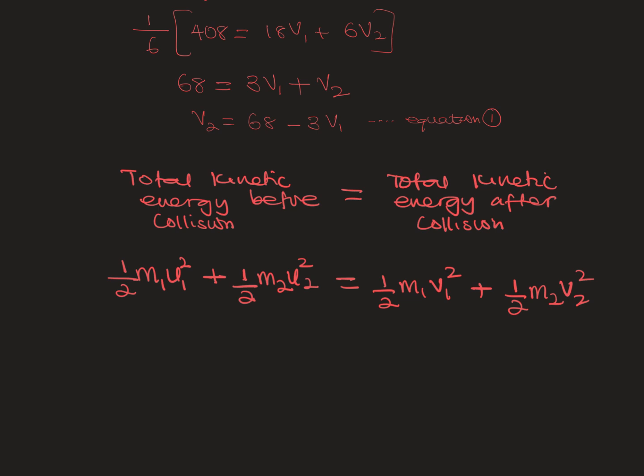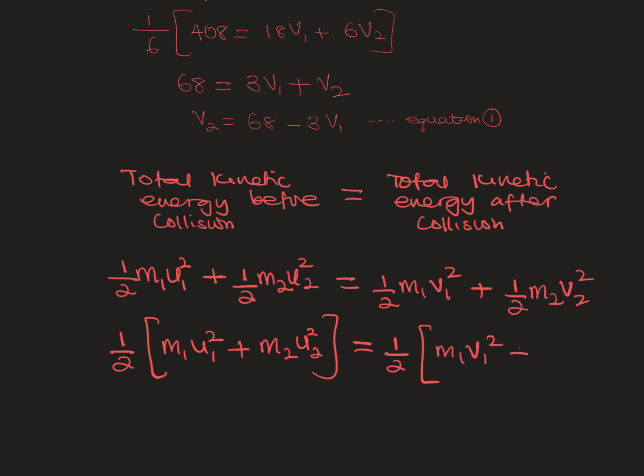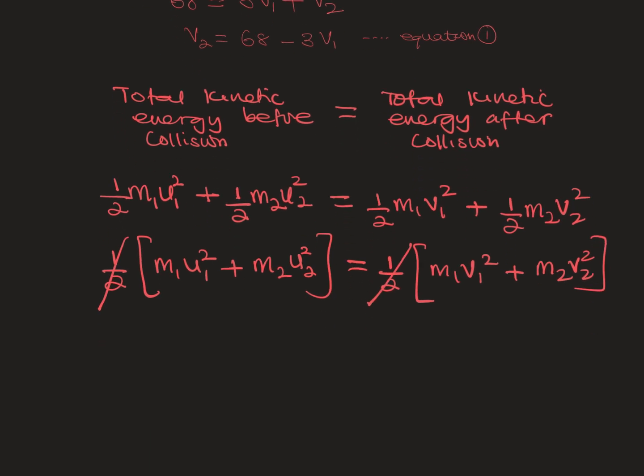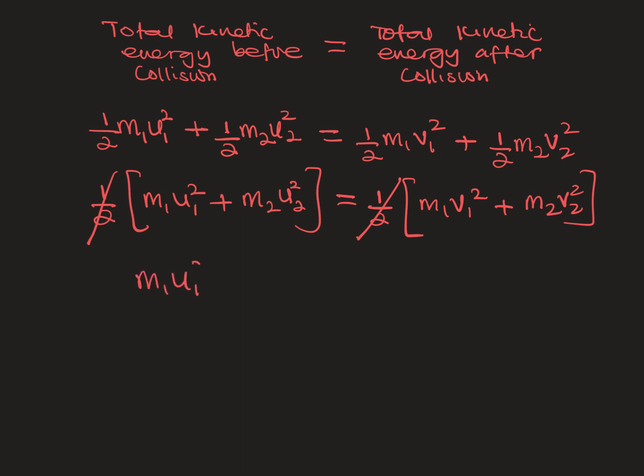Now what I can do here is to factorize half, because it is common on both sides of the equation. So on the left side of the equation, I'll have 1 over 2 times M1 U1 squared plus M2 U2 squared. This is equal to, on the right side, if I factorize half again, M1 V1 squared plus M2 V2 squared. So half can cancel half. Moving on, I will have M1 U1 squared plus M2 U2 squared equals M1 V1 squared plus M2 V2 squared.